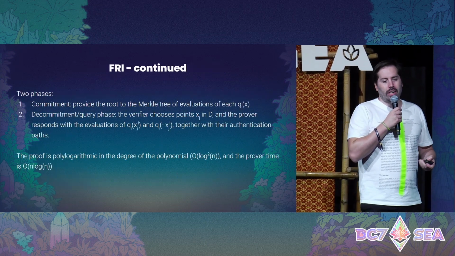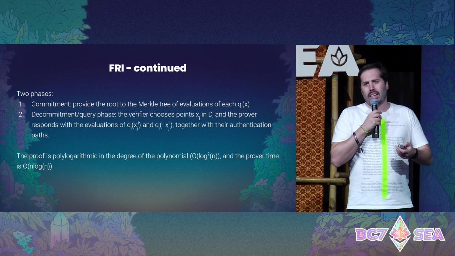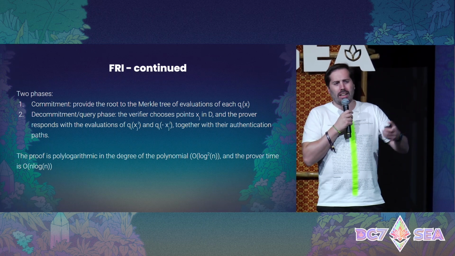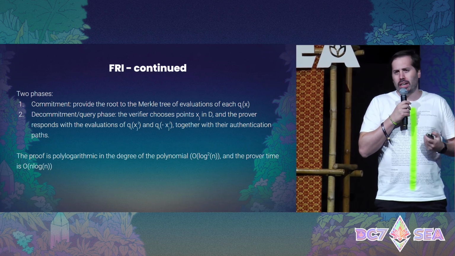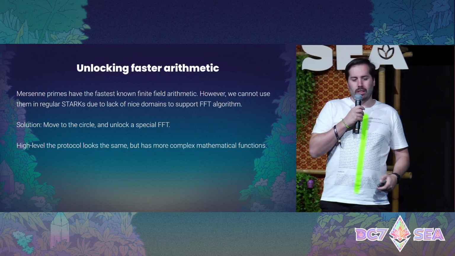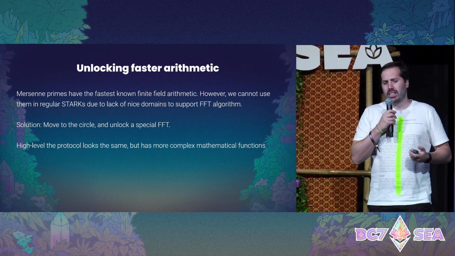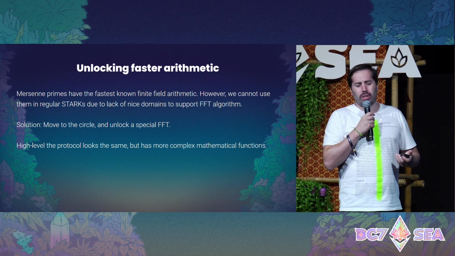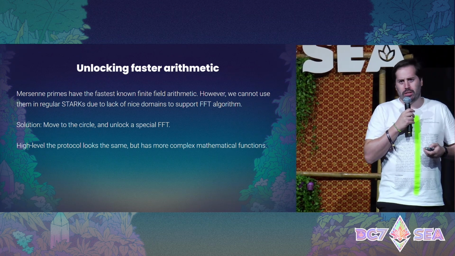And here are the two phases of FRI. You have a commitment where you commit to the code words, and then you let the verifier choose some positions where he wants to query and test whether you are cheating or not, okay? And the interesting thing is you get logarithmically sized proofs, and the prover runs really, really fast. Okay, and here there are some cool things you can do to have even faster things by leveraging Mersenne primes, but you have to move to a different construction, which is Circle STARKs. Okay, it's more or less the same as this, but with some tricks.